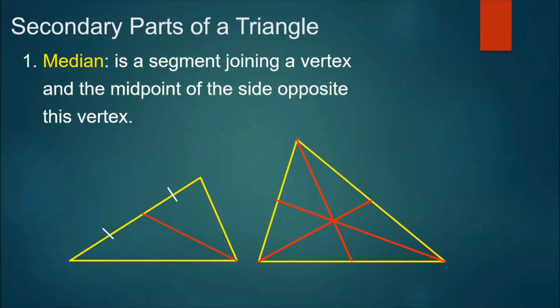Secondary parts of a triangle. Secondary parts of a triangle are made within the interior of the triangle. First, we have the median. A median is a segment joining a vertex and the midpoint of the side opposite this vertex. We can draw three medians within a triangle. And as we observe, the three medians are concurrent lines. That is, they all meet at a common point.